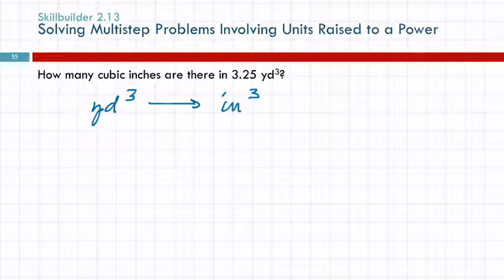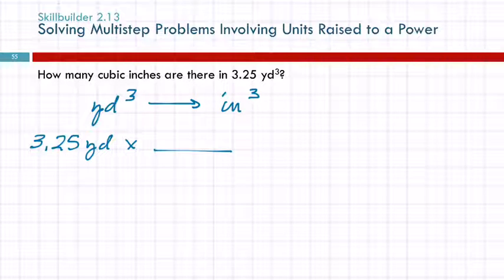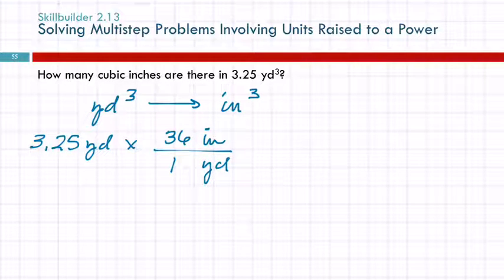So if I know the relationship between yards and inches, I can do the relationship between cubic yards and cubic inches. So 3.25. I'm going to leave the cube off for now. I had 1 conversion factor because there's 1 arrow. I want inches on the top. I want yards on the bottom. And then I'm going to put the numbers in. 36 inches is equal to 1 yard. That's exact. It's within the metric system.